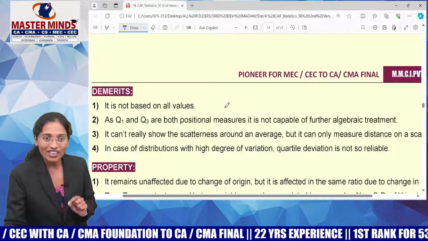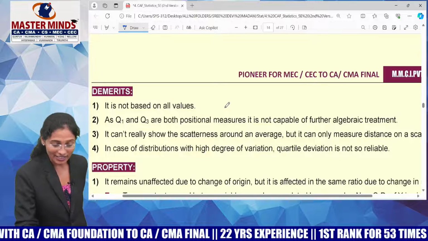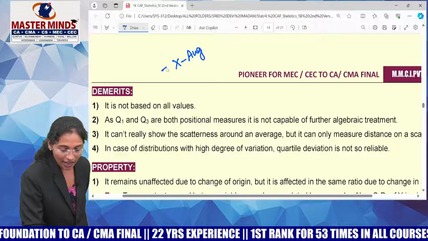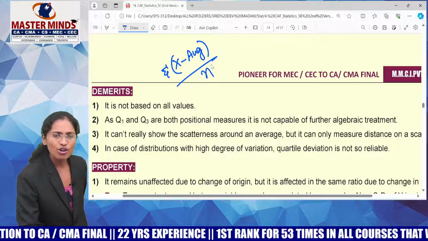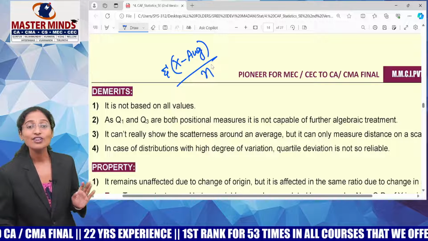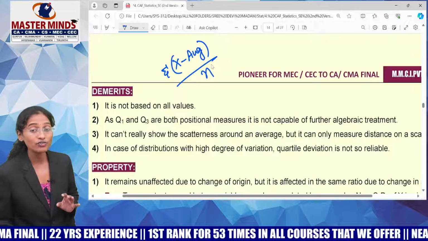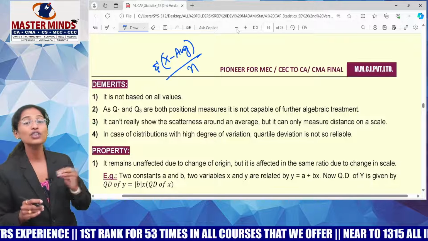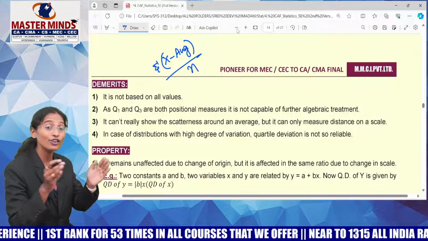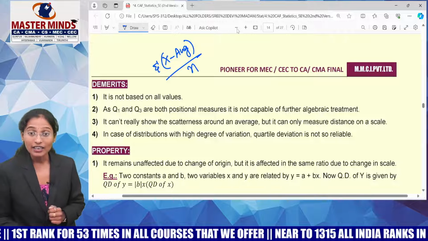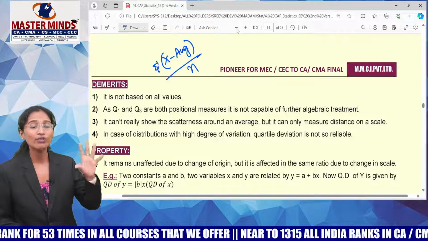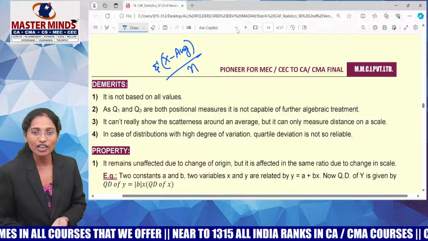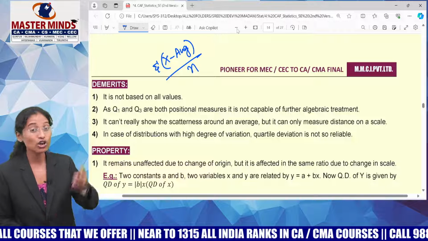Now, is it really showing the scatterness? What is the meaning of scatterness, guys? You have to calculate an average, then calculate the differences, and then calculate the average of those. Did any such thing happen? Nothing. So it is not showing any kind of scatterness around the average. It is just showing the distance between Q3 and Q1. But in case of a high degree of variation, if the deviation is so high, we can't calculate the perfect deviation. Then how do you use quartile deviation or even range?